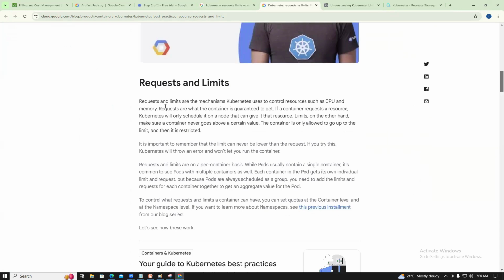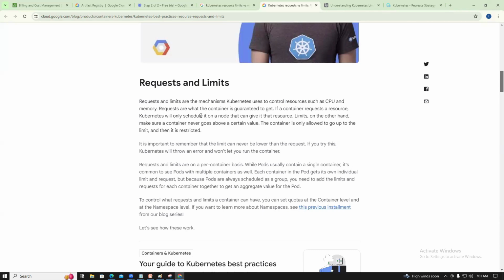So requests and limits. Request is a minimum, and limits is a maximum amount of the CPU. What are limits and requests? These are the mechanisms Kubernetes uses to control resources such as CPU and memory.